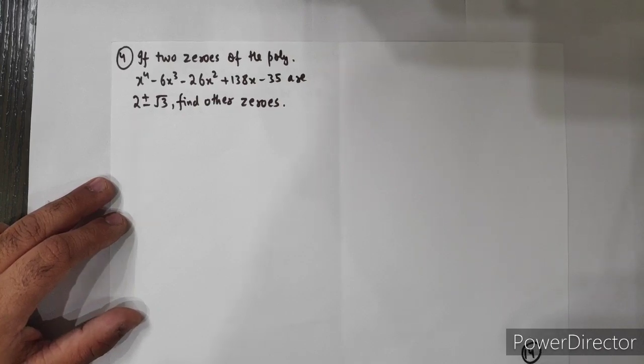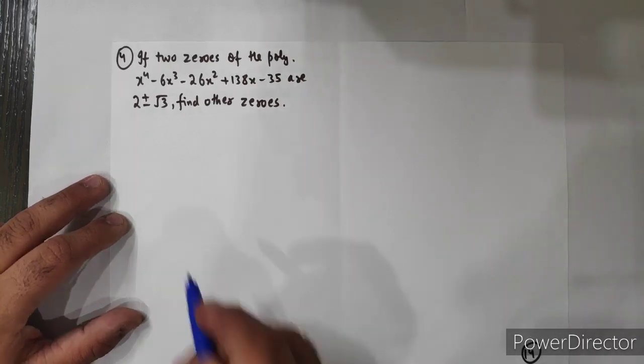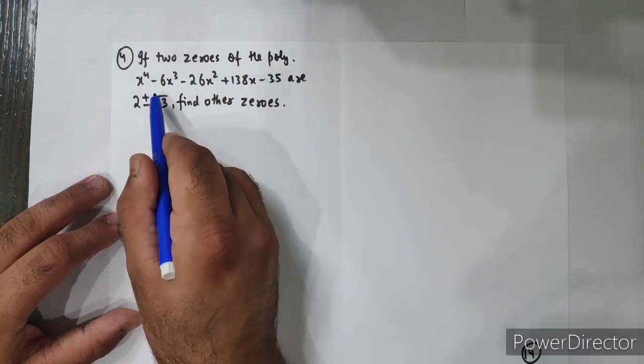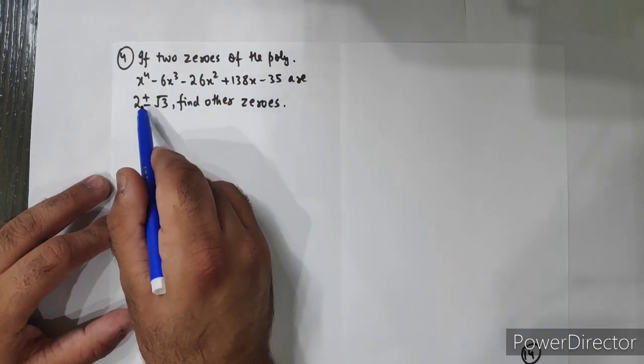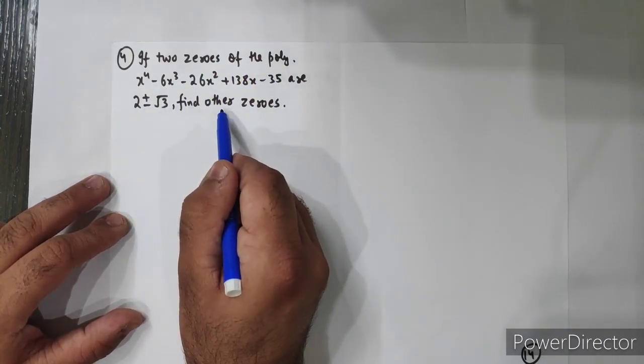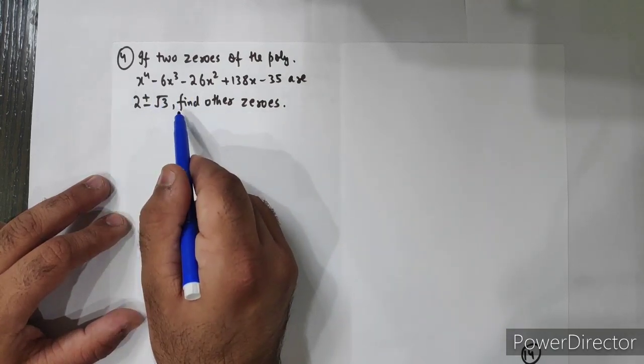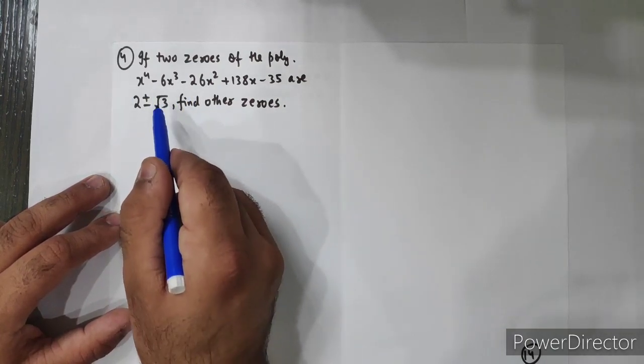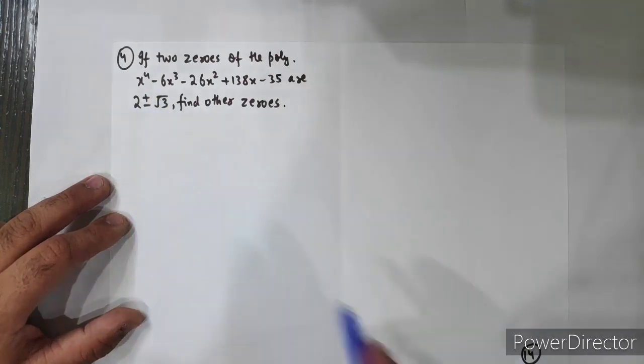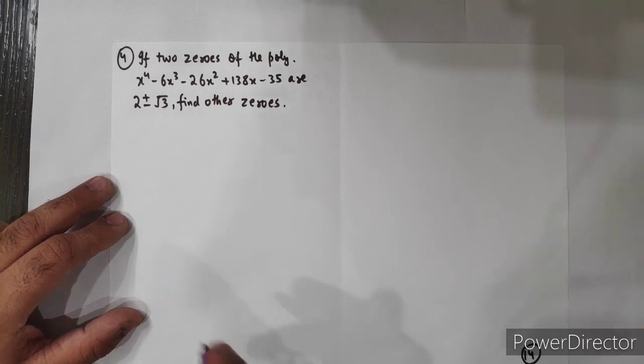Now let us continue with this exercise. The next question is question number 4. It says that if two zeros of the polynomial are 2 plus minus root 3, we need to find the other zeros. This came in the board exam also, so this is very important. This is from the optional exercise. It is similar to question number 3 of exercise 2.3, in which two zeros were given and we needed to find the other two zeros.